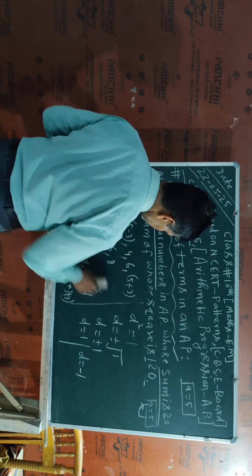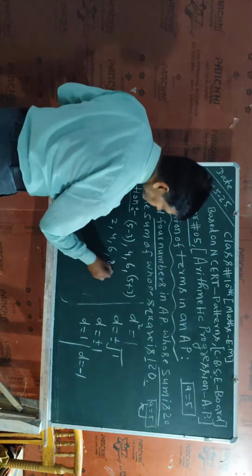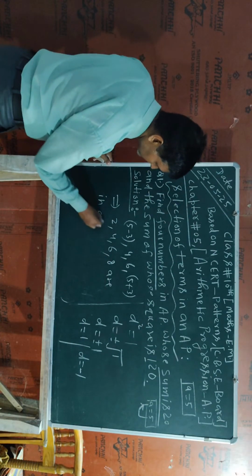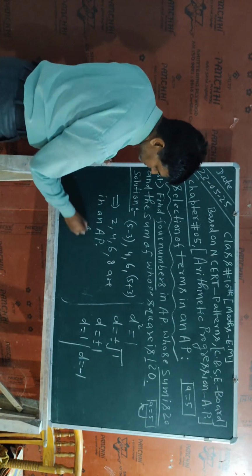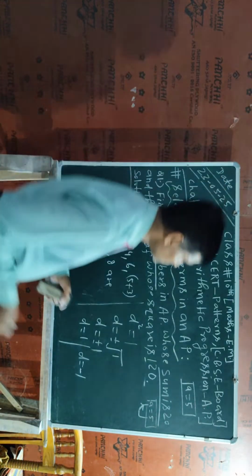So these 4 terms are available in an arithmetic progression. This is also an answer of my question. Now the second condition I am going to write here.